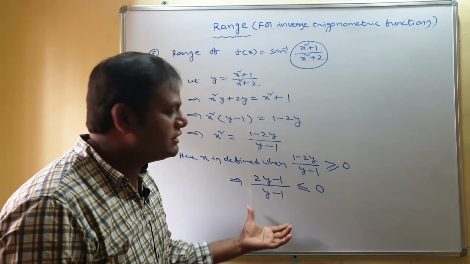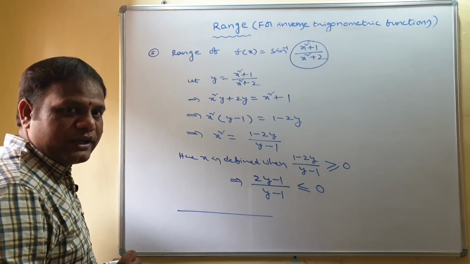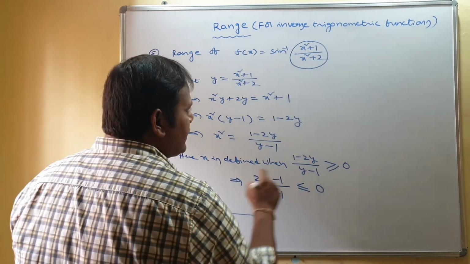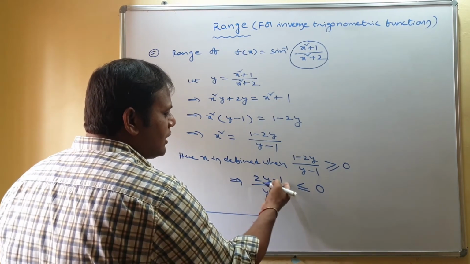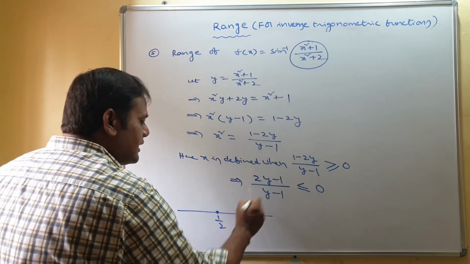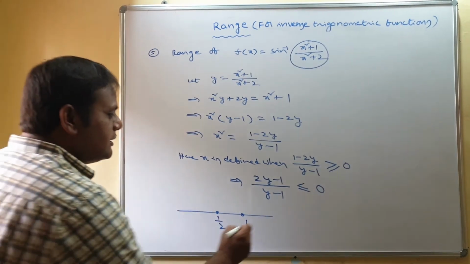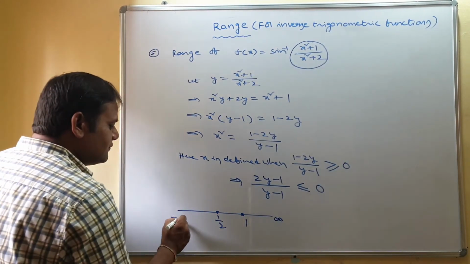How to solve this type of inequation? You take a real line. You find the y values. From the numerator, what is the y value? It is 1 by 2. Denominator, what is the y value? It is 1. Is it? It is infinity, minus infinity.